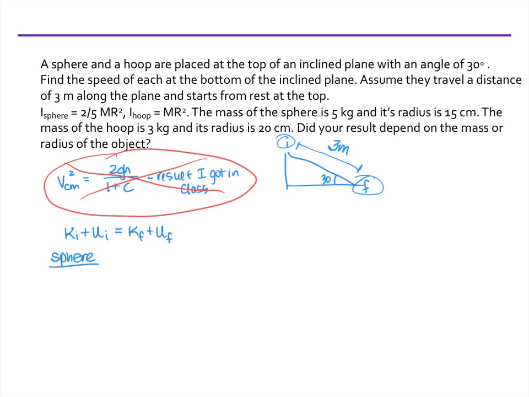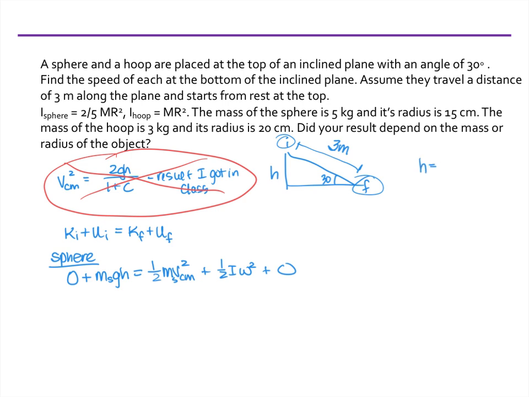It starts from rest, so its initial kinetic energy is 0. We're just going to write the mass of the sphere, g h. I'm going to substitute in for h in the next step. At the bottom, it has translational kinetic energy, and it will also have rotational kinetic energy, and it doesn't have any potential energy. This is h.